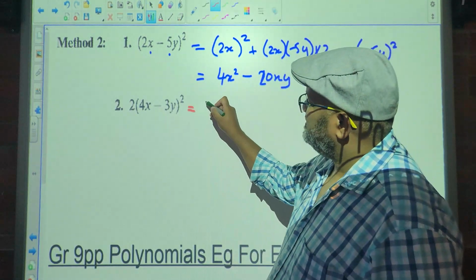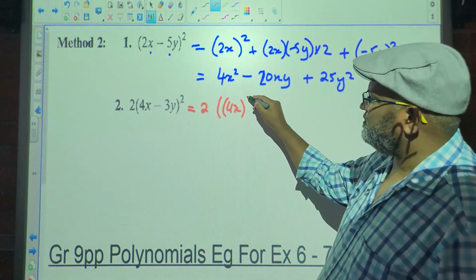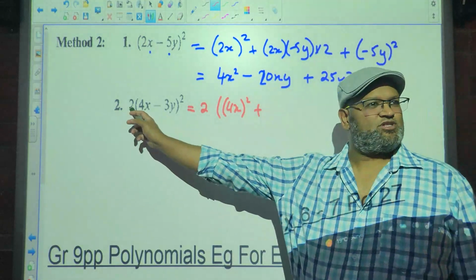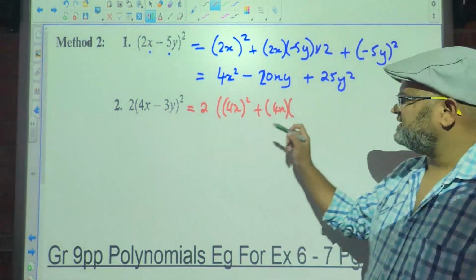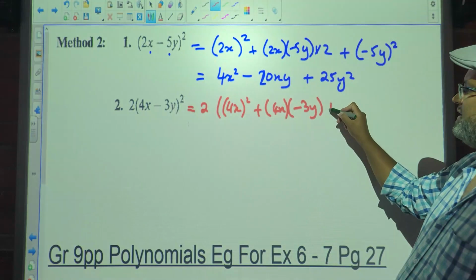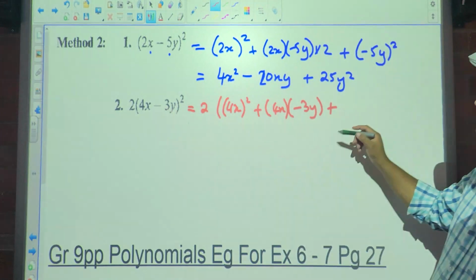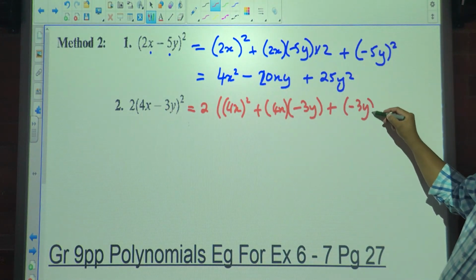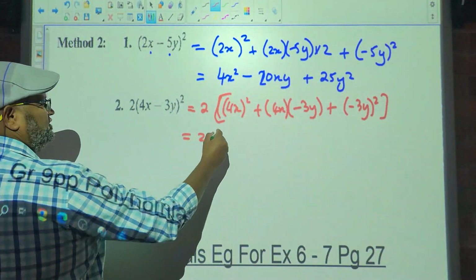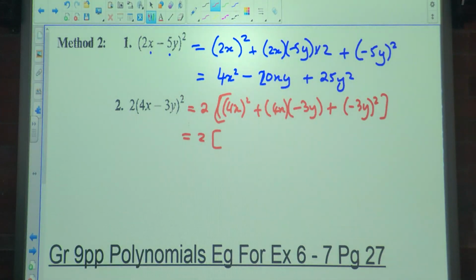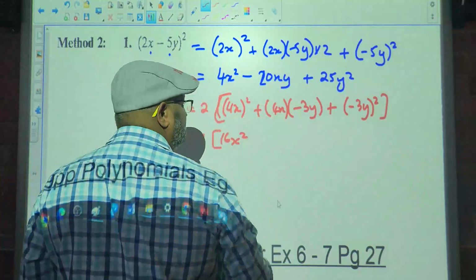What is the rule? We square the first term. So what do we get? 4x squared plus the first term, which is 4x, multiplied by the second term, which is negative 3y, plus the last term must be squared. 3y squared. So you get 2 into. What is 4x all squared? 16x squared. Oh yeah, this must be multiplied by 2.